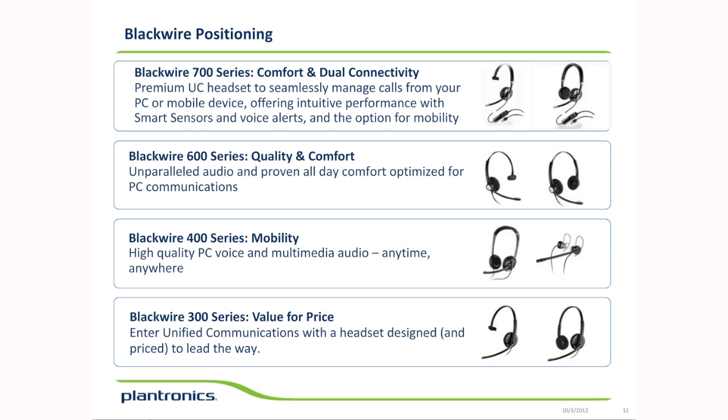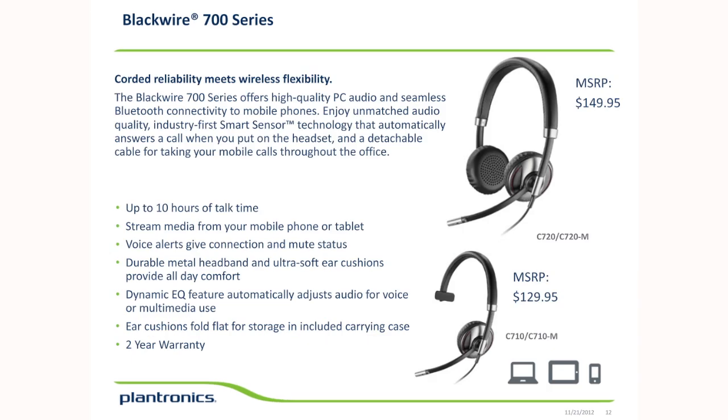Now remember, I talked a little bit about some of the features we get with the smart sensors that the Voyager Legend has, and this headset also has sensors. So this is the Blackwire 700 series. The 720 is the stereo version, and the 710 is the mono version. Both headsets feature up to 10 hours of talk time on your mobile device, and they allow you to stream media from your mobile phone or tablet.